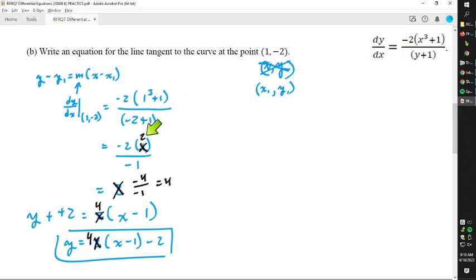So -2 times 2 is going to be -4, and then we divide it by -1, which gives us a positive 4. That's our slope. And then we just plug in the 1 and the -2 into the x and y spots. Normally what I like to do is get the y alone, because usually if you're doing multiple choice, that's what they do. You get 2 points for this one: a point for the final answer, and a point for finding the slope.